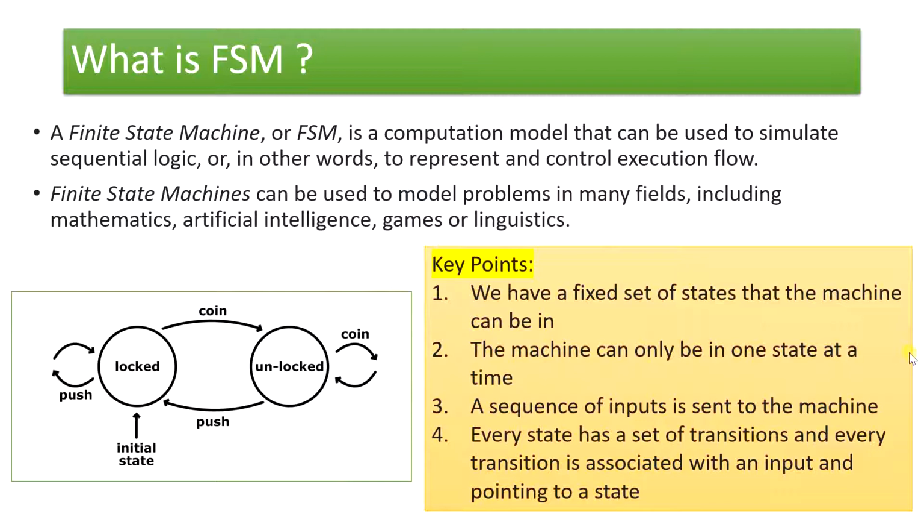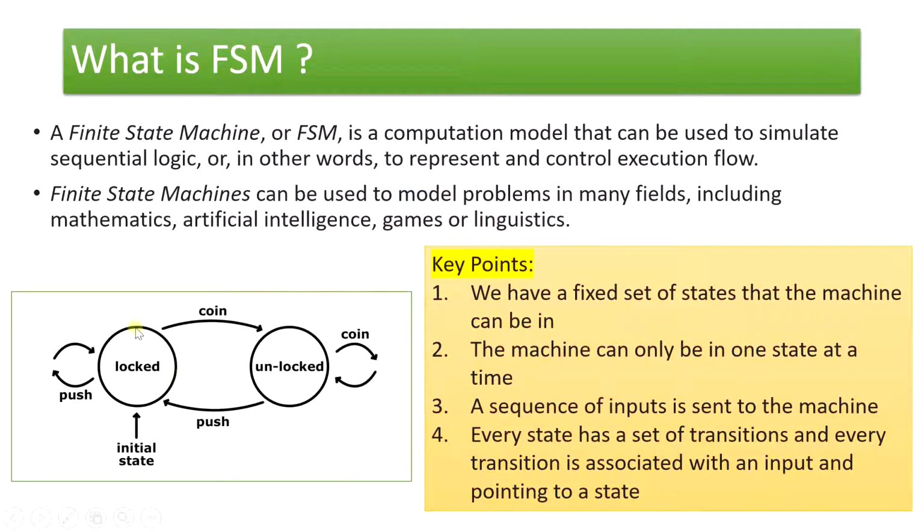So a finite state machine or FSM is a computational model that can be used to simulate sequential logic, or in other words, to represent and control the execution flow. So here is one block diagram or one state diagram which shows a finite state machine. And these finite state machines can be used to model problems in many fields, including mathematics, artificial intelligence, games, etc. Now the key points that you need to remember here are, we will be having a fixed set of states that the machine can be in.